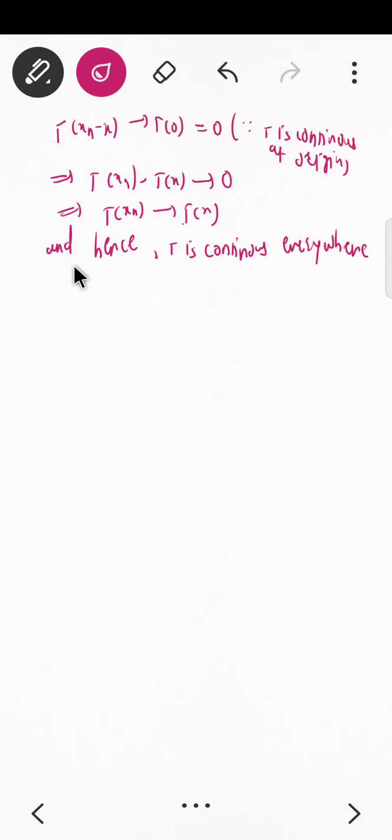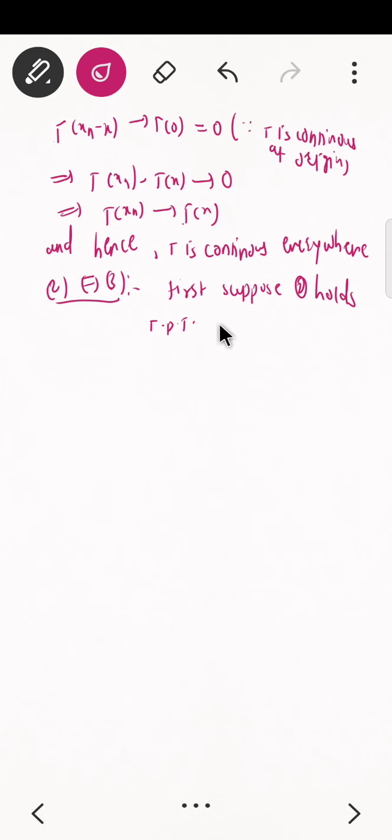So now we are going to show 2 if and only if 3. How are we going to show that? First, we suppose that statement 2 holds. So what is this statement 2? Our target is to prove that 3 holds.